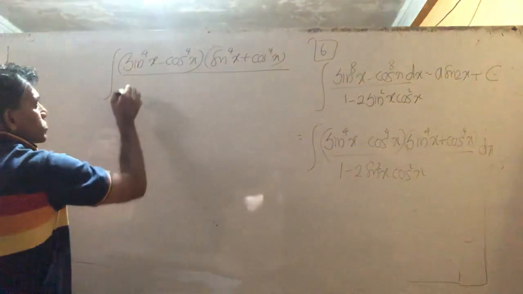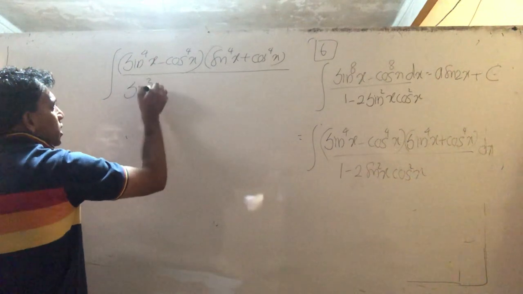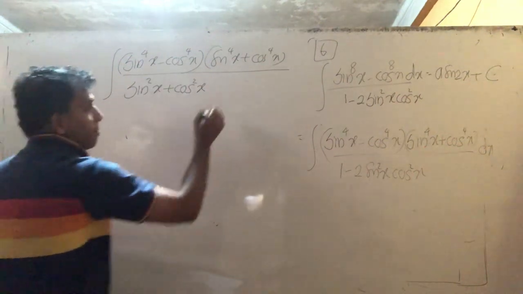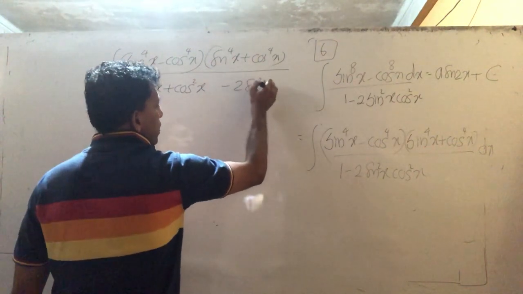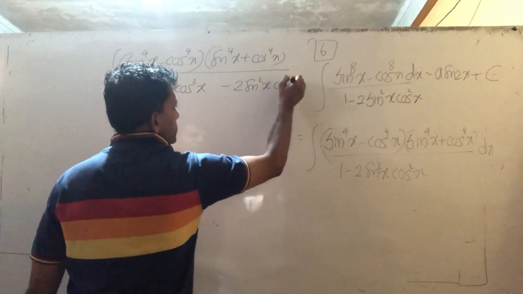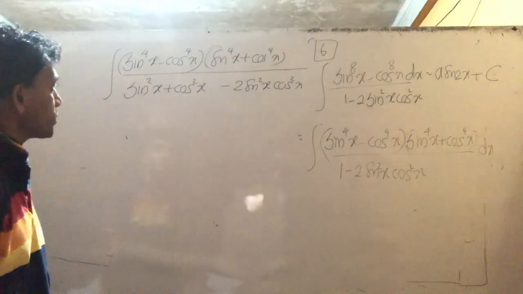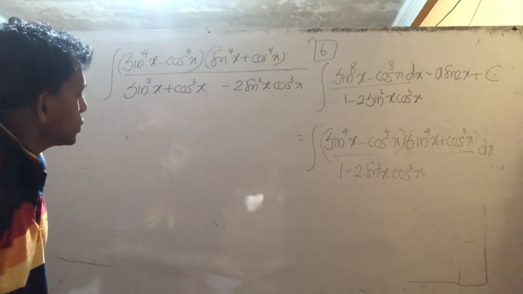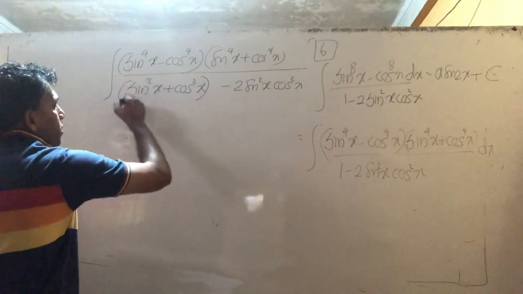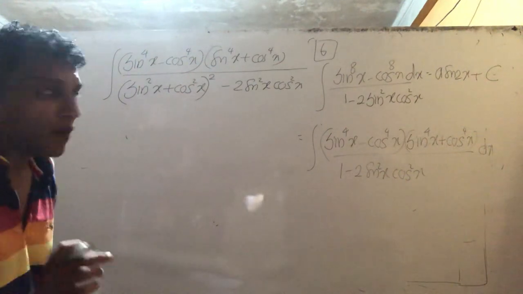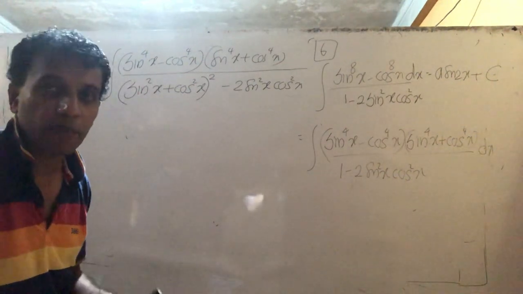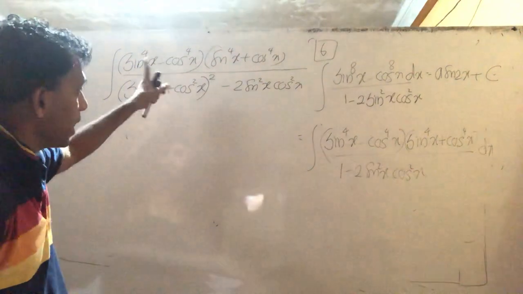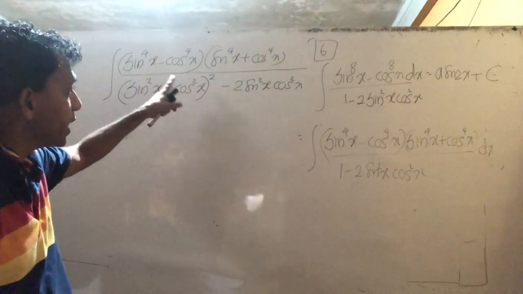plus cos square, sine square x plus cos square x minus 2 sine square x cos square x. Okay, because sine square plus cos square is 1. If I take the square, what happens? Then also it's 1, sine square plus cos square is 1. The square expands to sine to the power 4 plus cos to the power 4 plus 2 sine square cos square.